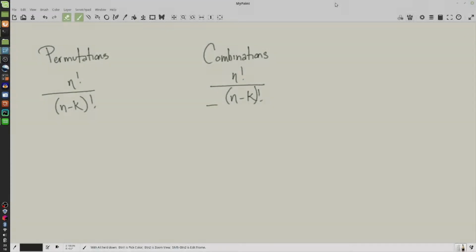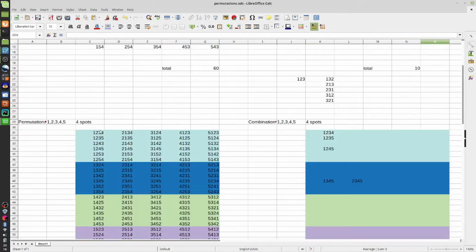Okay, this video is covering permutations and combinations. So it's talking about the similarities between them and how they differ. I'm going to start on a nice little Excel spreadsheet here.